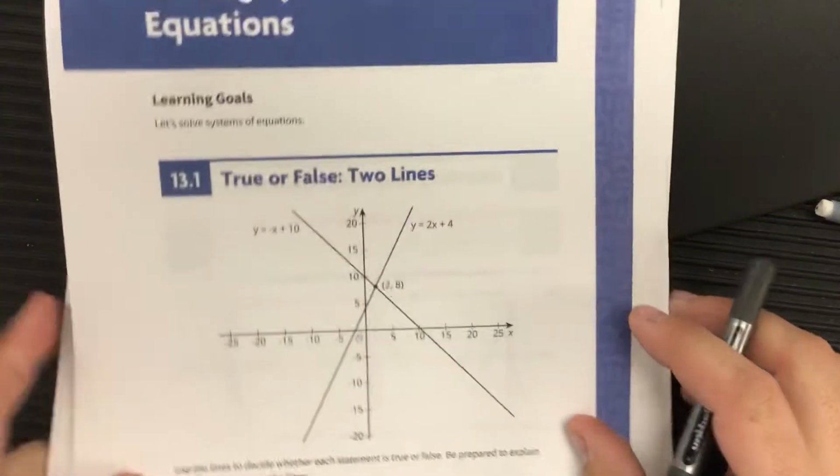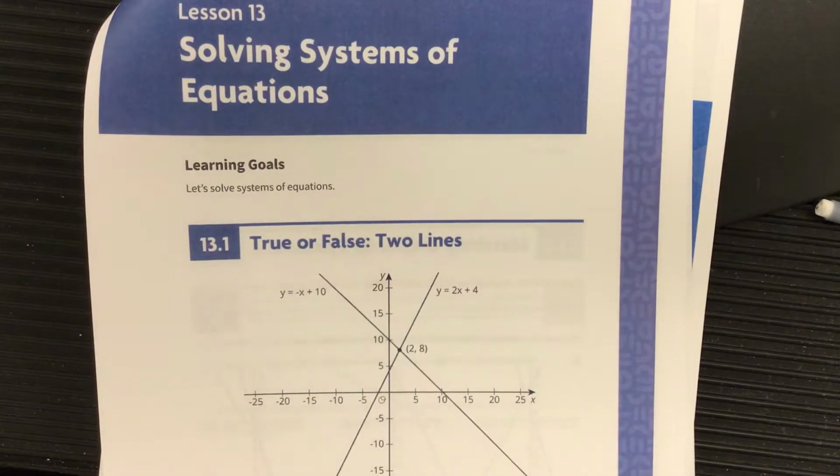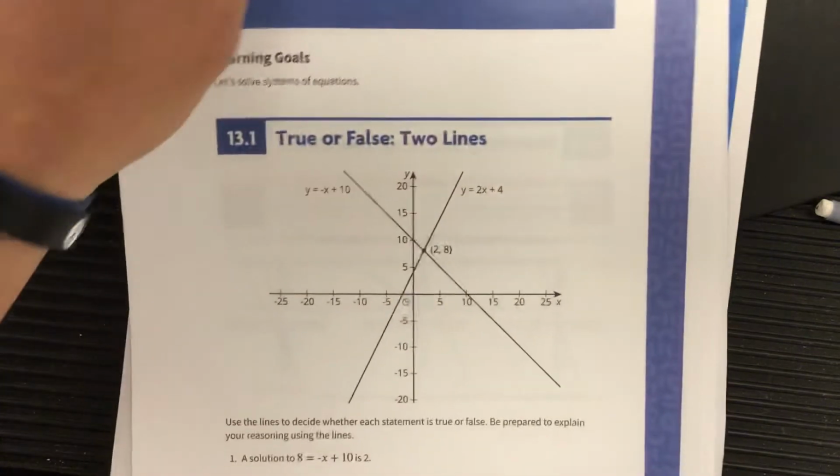Lesson 13, again, we're only going to do a couple more here from Unit 4. First question says, let's solve the system of equations. Use the lines to decide whether each statement is true or false. Be prepared to explain your reasoning using the lines, okay?